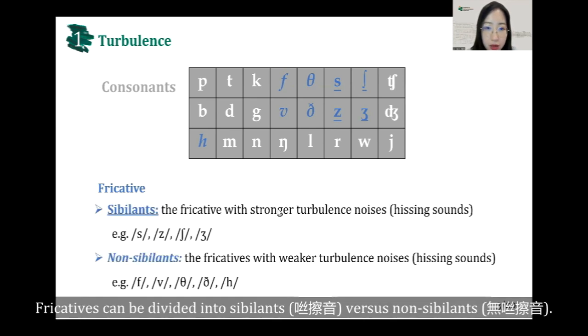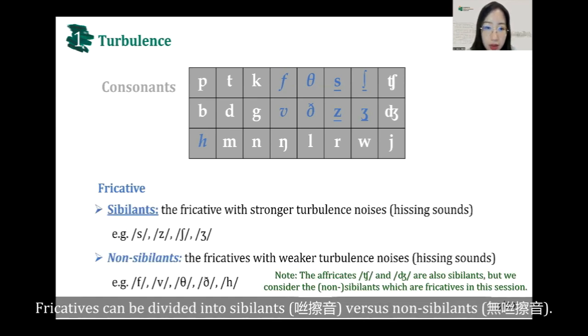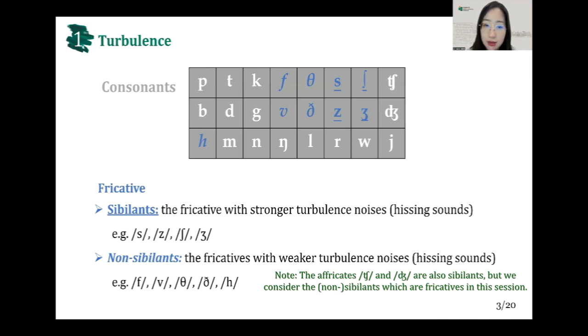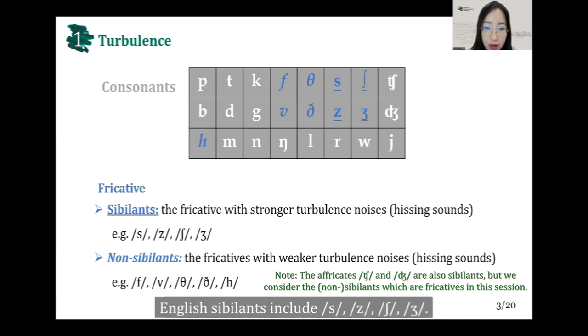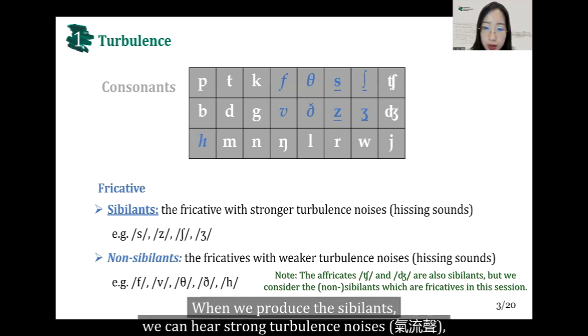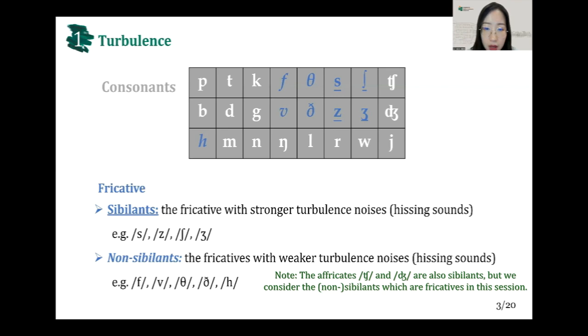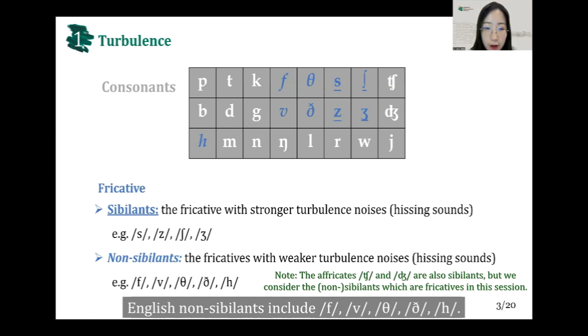Fricatives can be divided into sibilants versus non-sibilants. Sibilants involve a turbulent airstream that strikes an obstacle, such as the teeth. English sibilants include s, z, sh, zh. When we produce the sibilants, we can hear strong turbulence noises, in other words, hissing sounds. In contrast, when we produce the non-sibilants, the turbulence noises are weaker. English non-sibilants include v, z.